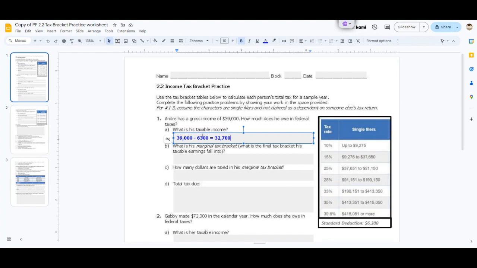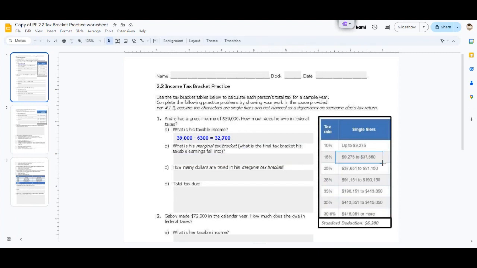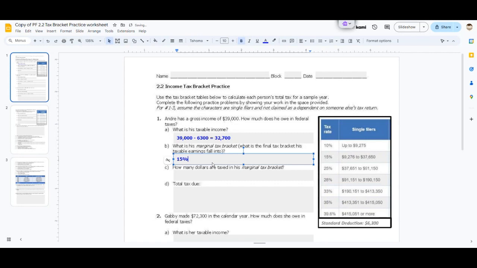All right. So we take those dollars that are tax exempt, we subtract those out. We're at 32,700. All right, so what is his marginal tax bracket? In other words, what is the last bracket that his taxable earnings fall into? All right, so 32,700 would fall right into this range, which is 15%. Okay, so that's his marginal tax rate.